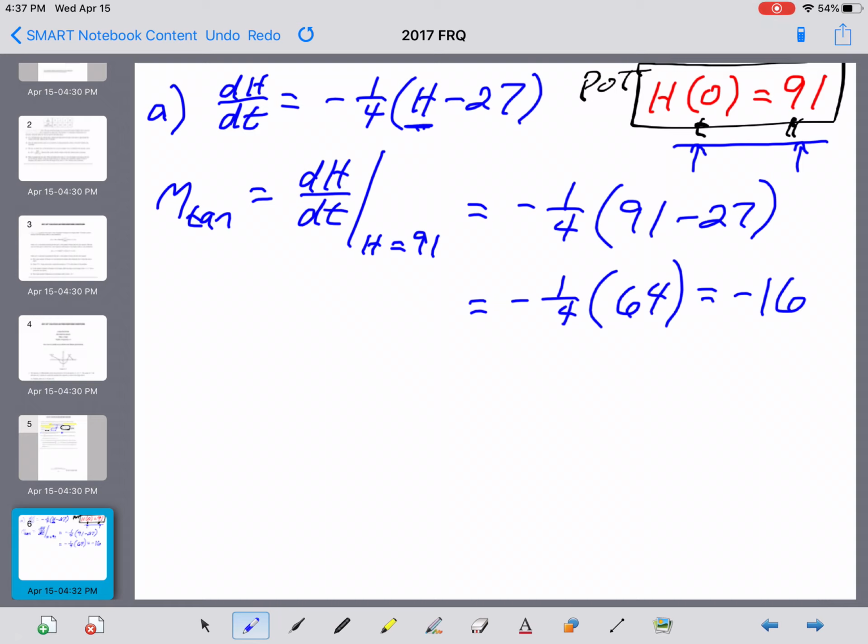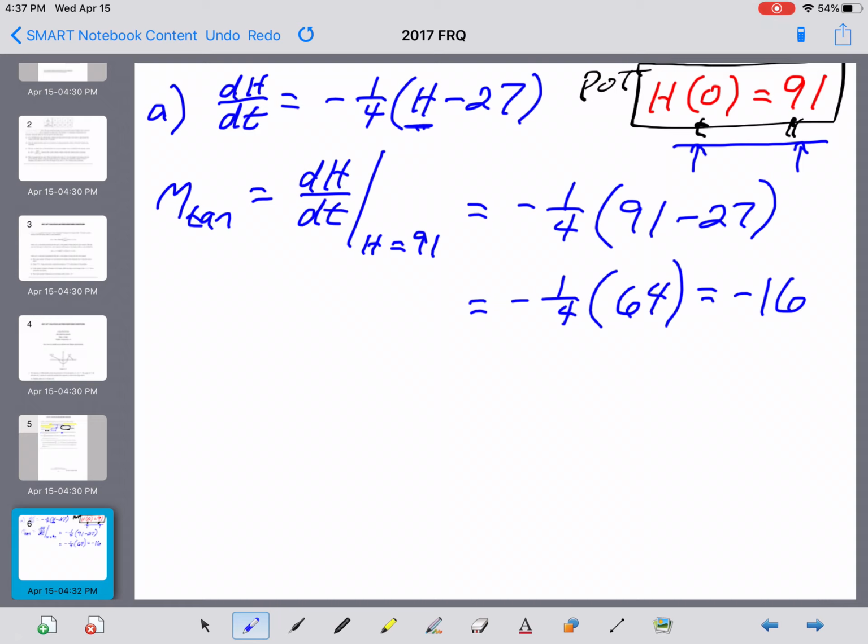Let's take a look at B. They want us to use the second derivative now, d2h/dt2, to determine whether that answer in part A was an underestimate or an overestimate of the real internal temp of the potato at t equals 3. So okay, they kind of gave us a hint there. Let's start working on finding our second derivative.